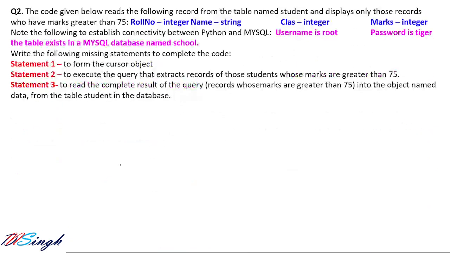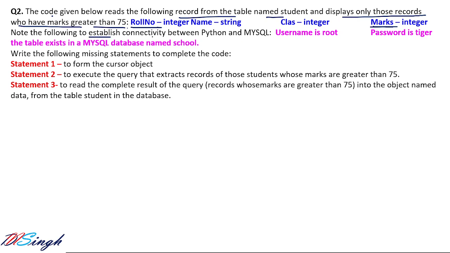In the second question, they are asking, given the code below and the same record that has been created, the record is given below. From the table named student, display only those records who have marks greater than 75. So a little bit of processing is required. We want to display only those marks which have a value more than 75.